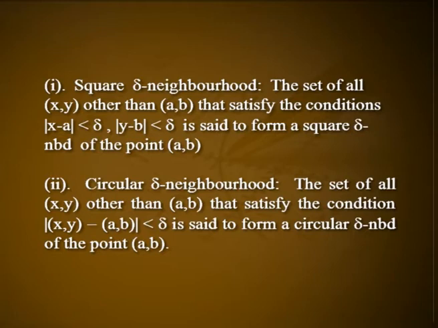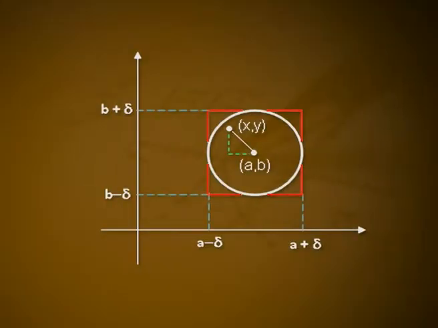Circular delta neighborhood: the set of all x y other than a b that satisfy the condition absolute value of pair x y minus pair a b less than delta is said to form a circular delta neighborhood of the point a b. Here absolute value of x y minus a b equals root of x minus a square plus y minus b square, which is the distance between the points x y and a b.